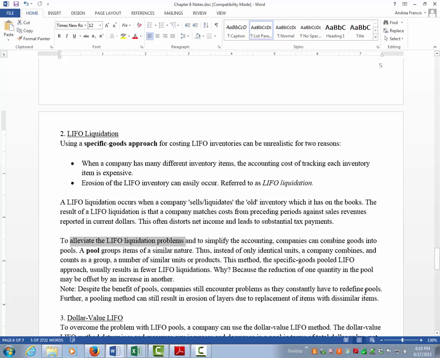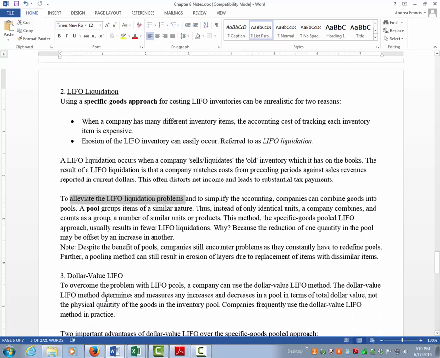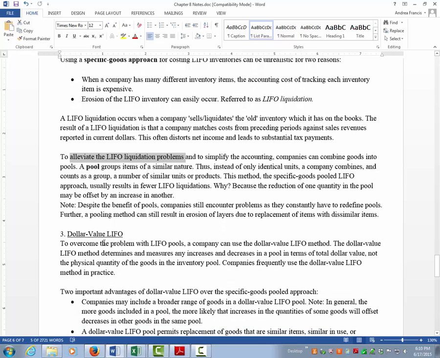So yes, a LIFO pool might be something that can help with this liquidation issue, but another option, and this is the option that we'll be dealing with in this video, is to employ something called dollar value LIFO. So here, instead of tracking the units of inventory under LIFO and multiplying them out by unit cost, we actually use a dollar amount, and that's the amount that we are tracking.